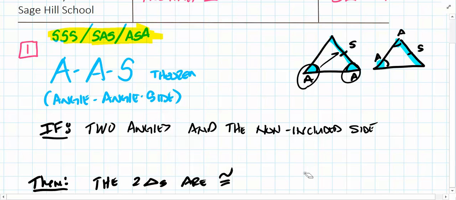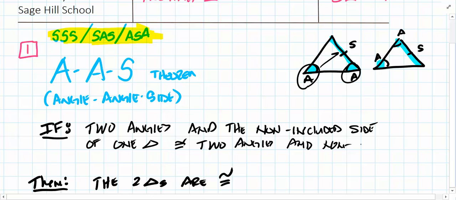So if two angles and the non-included side of one triangle are congruent to two angles and the non-included side of another triangle, then the two triangles are congruent.